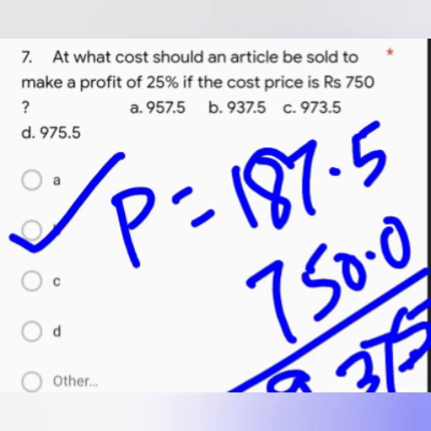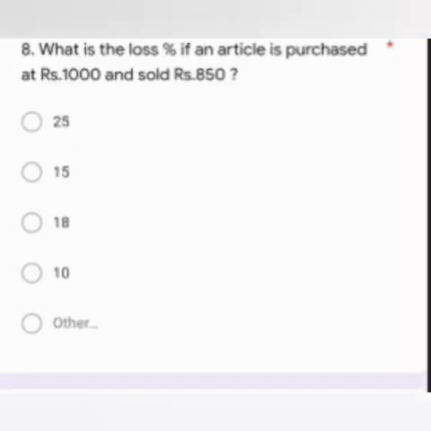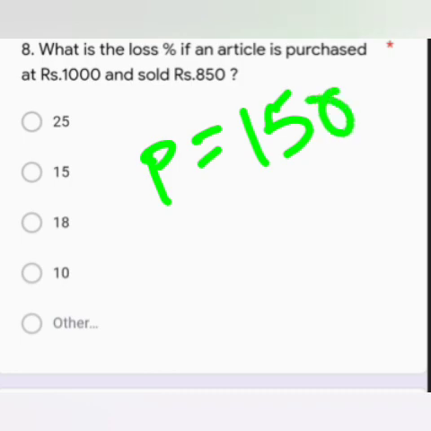Okay. Now let us see the next question. Question number 8. What is question number 8? What is the loss percent if an article is purchased at rupees 1000 and sold at rupees 850? Look, purchased at 1000, sold at 850 means profit is 150, isn't it? See, 850 plus 150 will give you 1000. That means he has no profit.